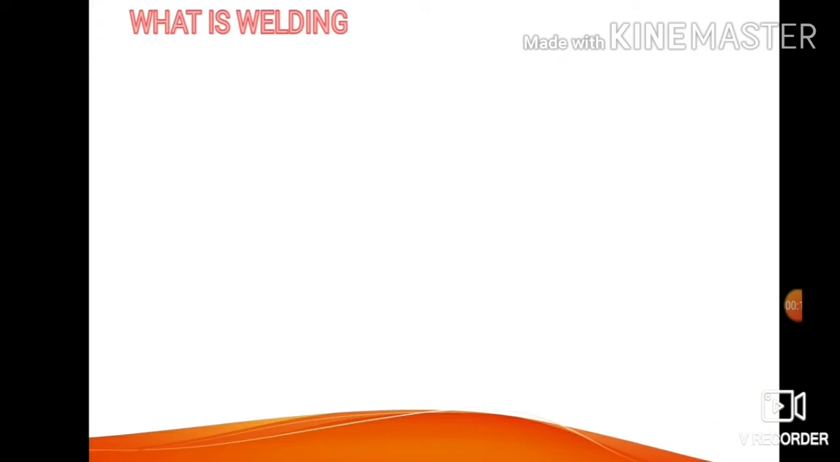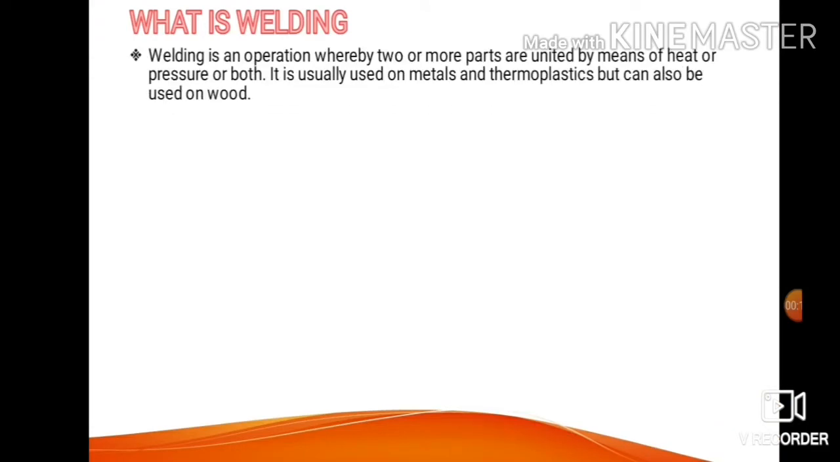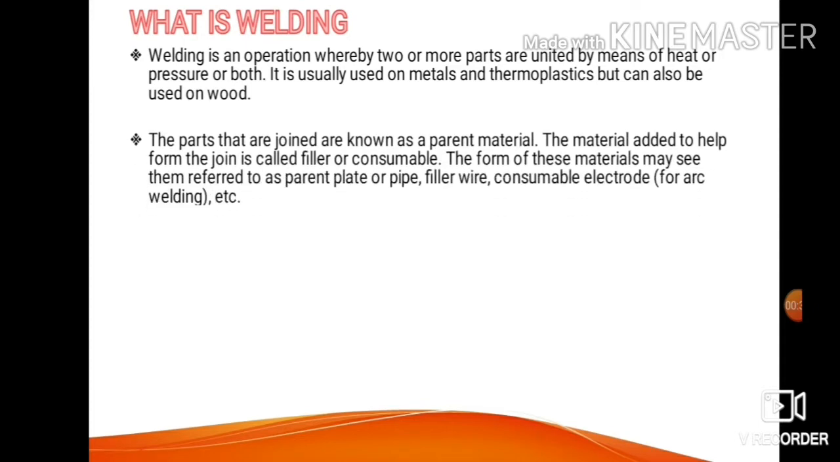First, what is welding? You know that welding is an operation whereby two or more parts are united by means of heat or pressure or both. It is usually used on metals and thermoplastics but can also be used on boards. The parts that are joined are known as parent material.